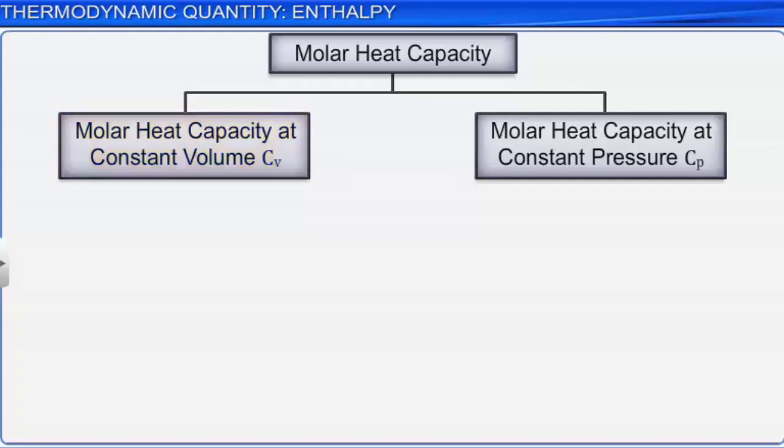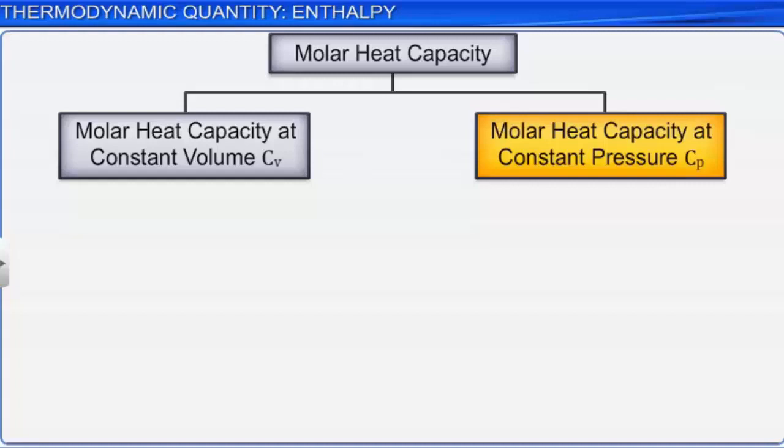Similarly, at constant pressure, heat Qp equals the product of heat capacity at constant pressure, Cp, and change in temperature delta T. We have seen that at constant pressure the heat absorbed by the system is equal to the change in enthalpy. Hence, Cp into delta T equals delta H.